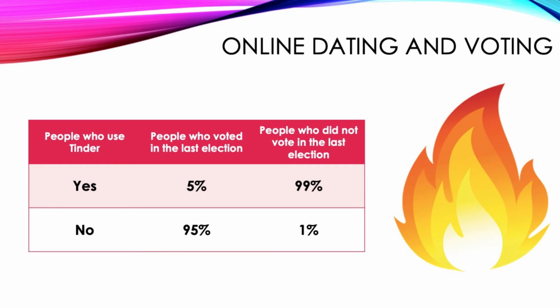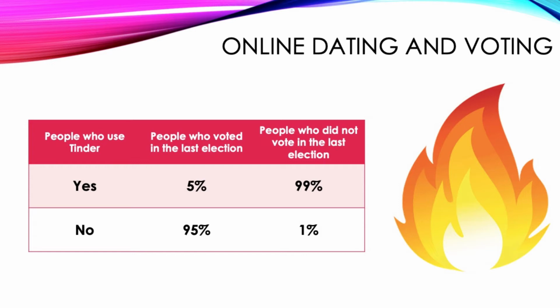So say we had a really bizarre research agenda where we wanted to investigate whether online dating had an impact on your likelihood of voting. So we can see we implemented this survey. We asked people if they use Tinder for online dating, and then we also asked them the likelihood that they voted in the last election.